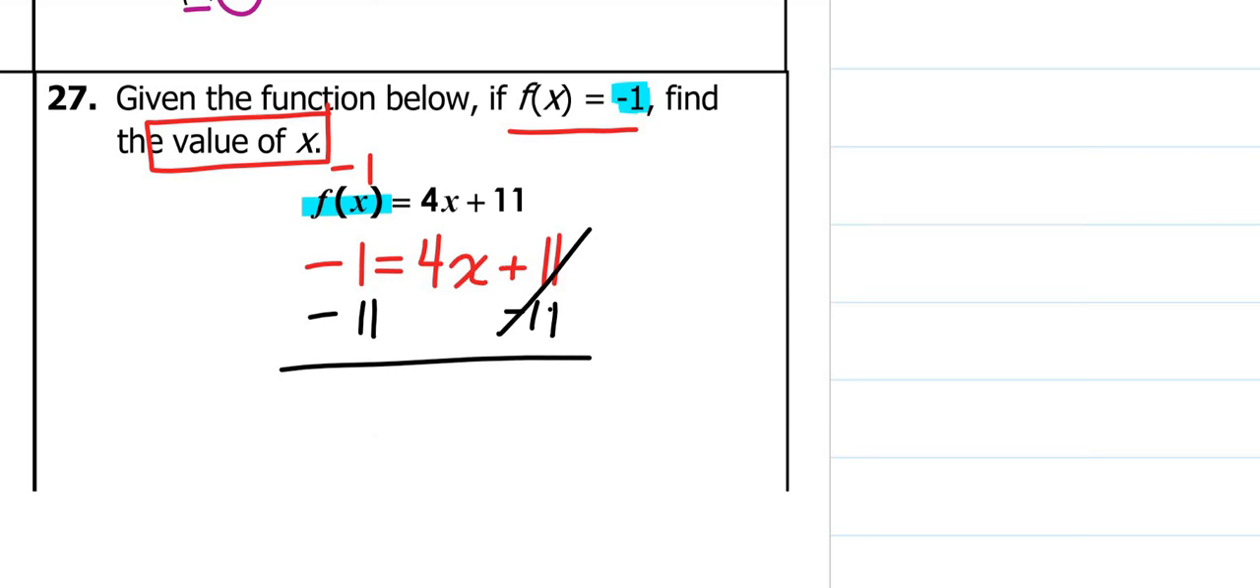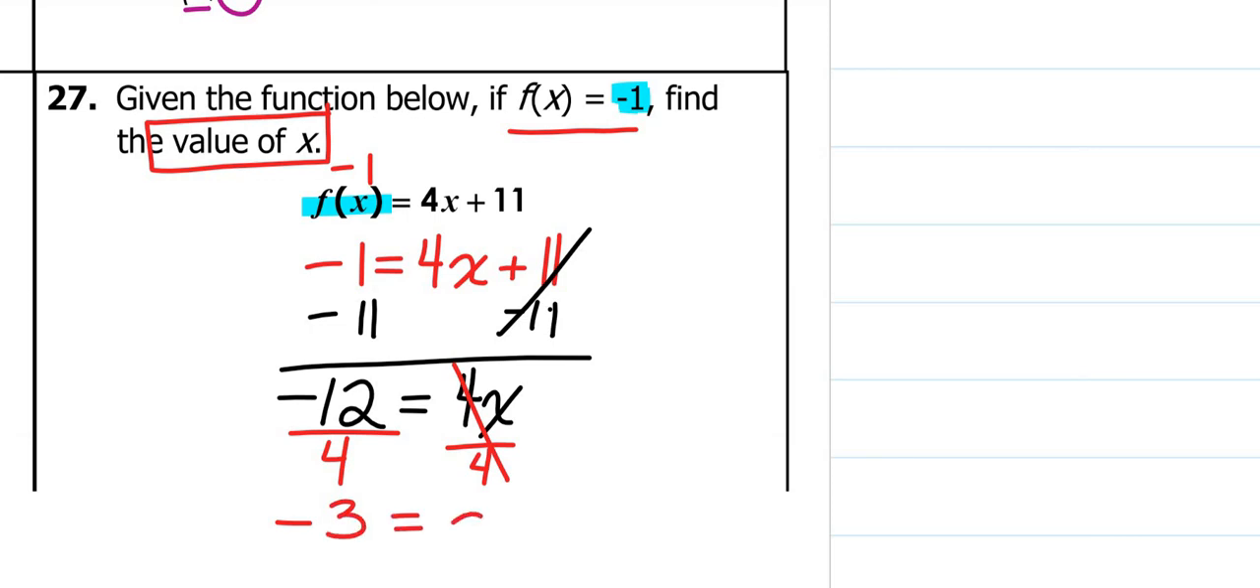This cancels. -1 minus 11 is -12 equals 4x. Divide both sides by 4. And so -12 divided by 4 is -3. And that is your x value. Rewrite it. X equals -3.